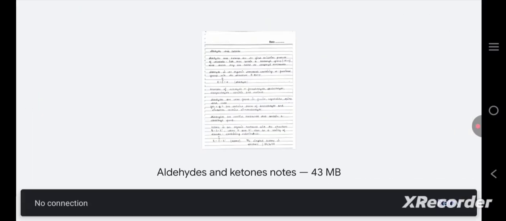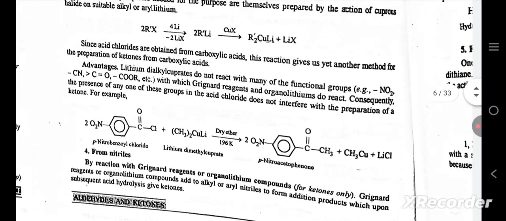Grignard reagents or organolithium compounds add to alkyl or aryl nitriles to form an addition product, which upon subsequent acid hydrolysis gives ketones. Instead of alkyl or aryl nitriles, hydrocyanic acid is used in the above reaction. Aldehydes are produced.